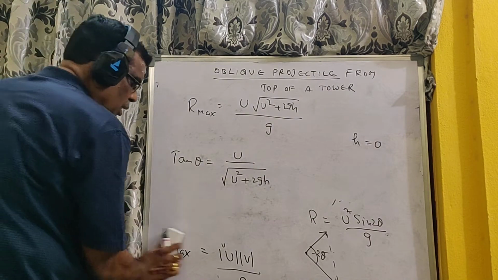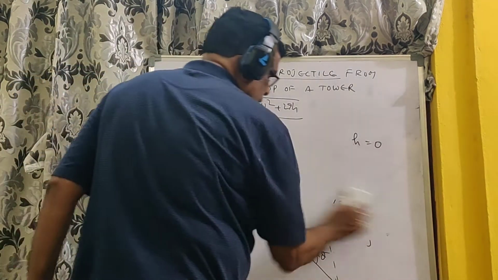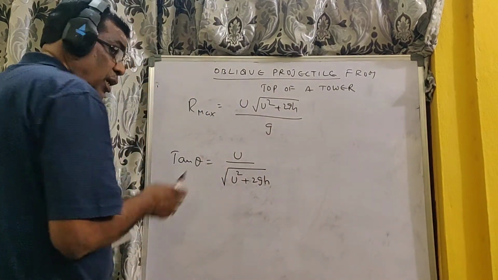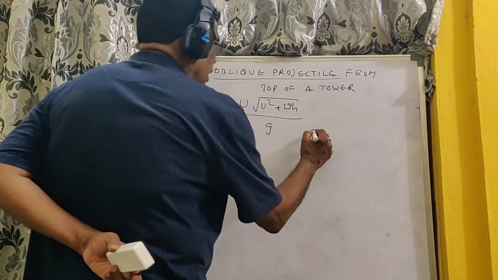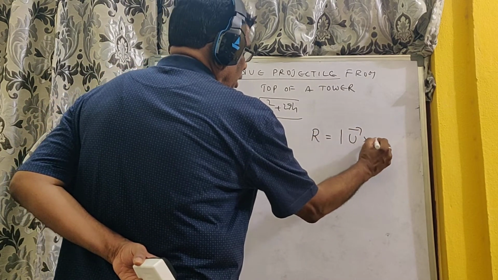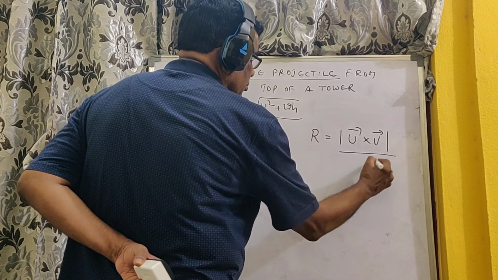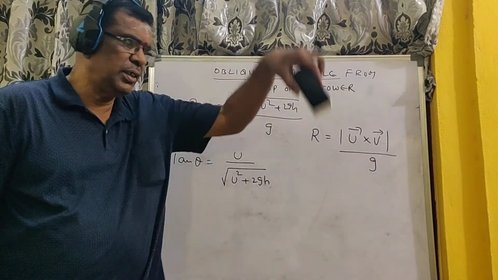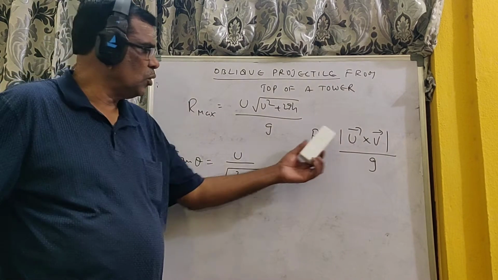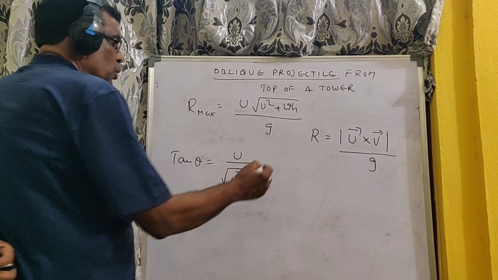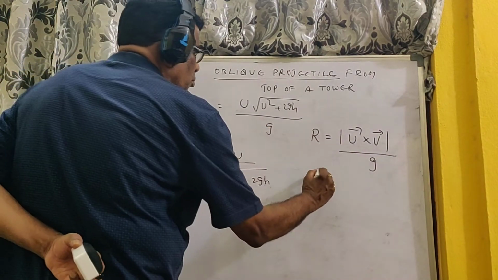Why I am talking about this at such length is for this reason. Hereafter, every time you want to get range, take it like this, where g is the acceleration. So, mod u cross mod v by g. So, you get range. Now, what is R max?